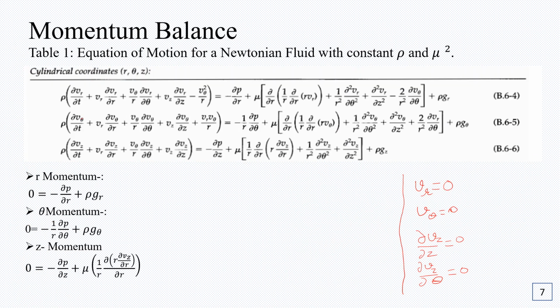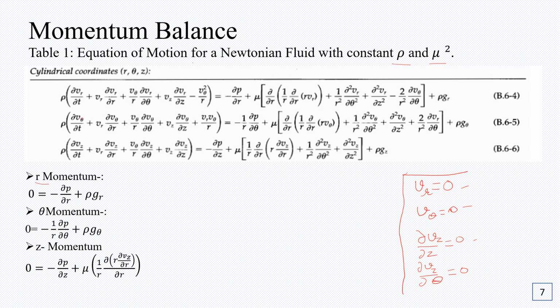After solving the continuity equation, now we will solve the momentum balance equation for the r, theta and z directions respectively. For this we are using Table 1, which is taken from the Bird, Stewart and Lightfoot Transport Phenomena book. It contains the equation of motion for a Newtonian fluid with constant density and viscosity for the cylindrical coordinate system. These are the several results that we got from the different assumptions. Now with the help of these results and the continuity equation, we will solve the equation.